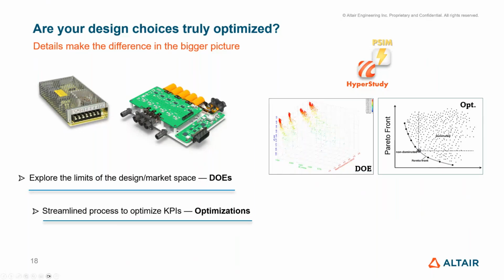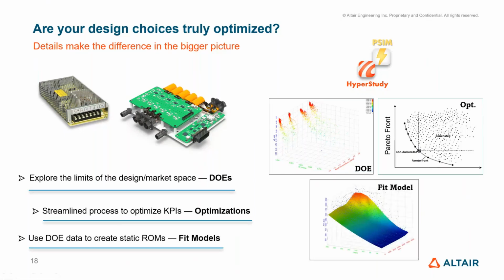It automatically creates new examples with new inputs based on the results of the previous outputs. It starts with some random inputs, analyzes internally some trends, and then it guides by itself the way of the inputs in order to hit your optimization goals and give you the Pareto front, which is the list of the optimized trade-offs in a multi-objective optimization problem. And finally, you can do static reduced order models, or fit models as we call them, using the results of your DOEs. The DOEs are very good at generating PSIM results, and then you can use fit models in order to create a reduced order model out of this result.